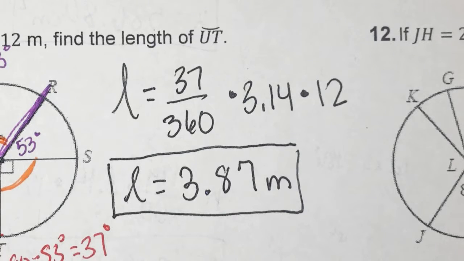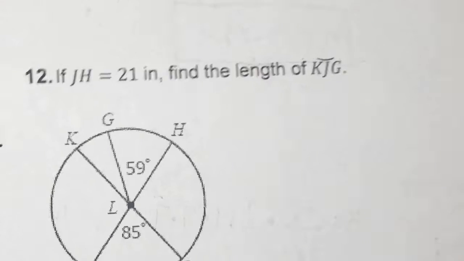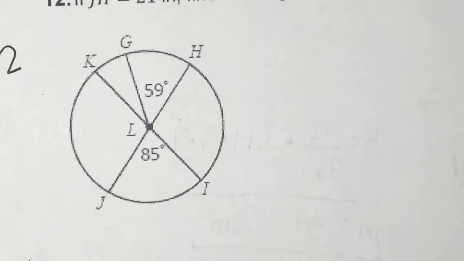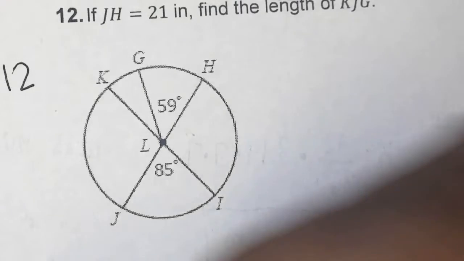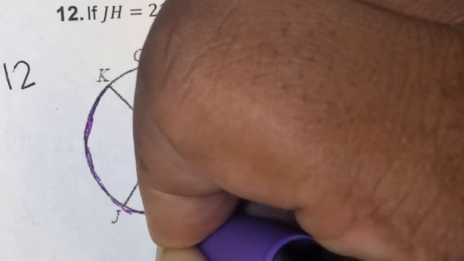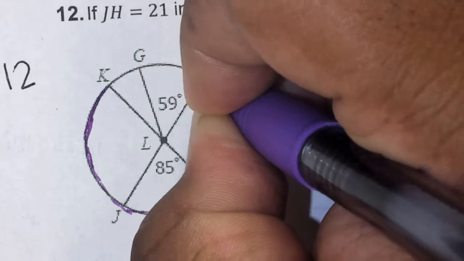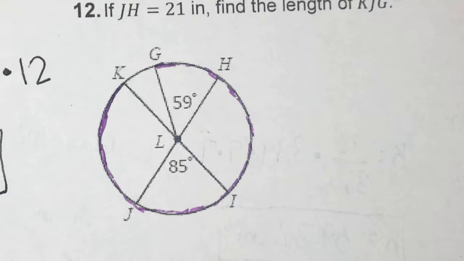So that's that one. Number 12. JH is 21. You should recognize that JH is the diameter, so you don't have to do anything with that. It says find the length of arc KJG. You need to mark that for yourself. KJG is pretty much the full circle, almost. You're just missing a short piece. KJG is all the way around. That's a major arc, everything except for KG.